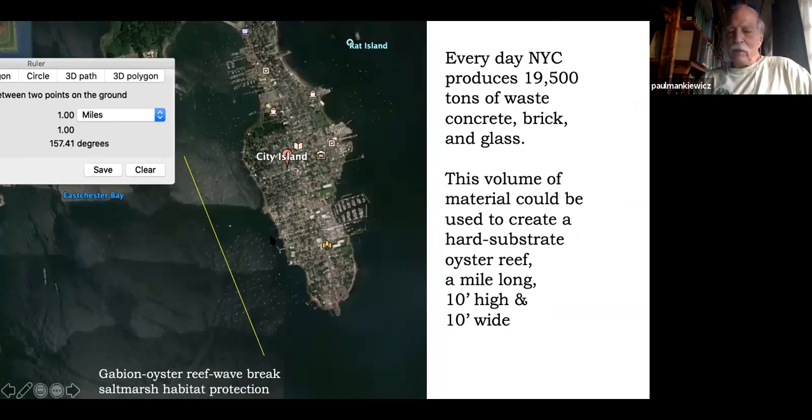19,500 tons of waste concrete, brick, and glass every single day in New York. And if I was better with the software, I would have shown you how this mile length could be literally a reef made from the waste, brick, concrete, and glass, clean material. This is one day's worth in the city of New York. I look like an artless engineer. You'd obviously make it into an archipelago.